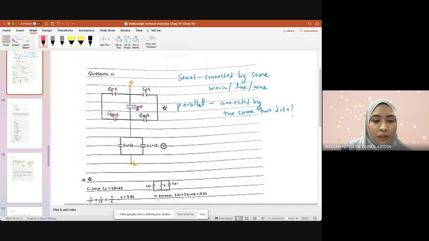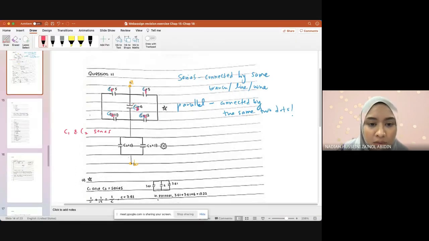Okay, so C1 and C2, are they connected by the same two dots? If I put dot 1 and dot 2 over here, is C2 connected by dot 1 and dot 2? The answer is no. So it is not parallel. Are they connected by the same line or same branch? If I flow current I through here, will C1 meet I as well? The answer is yes. So they are in series. So C1 is in series with C2, on both sides.